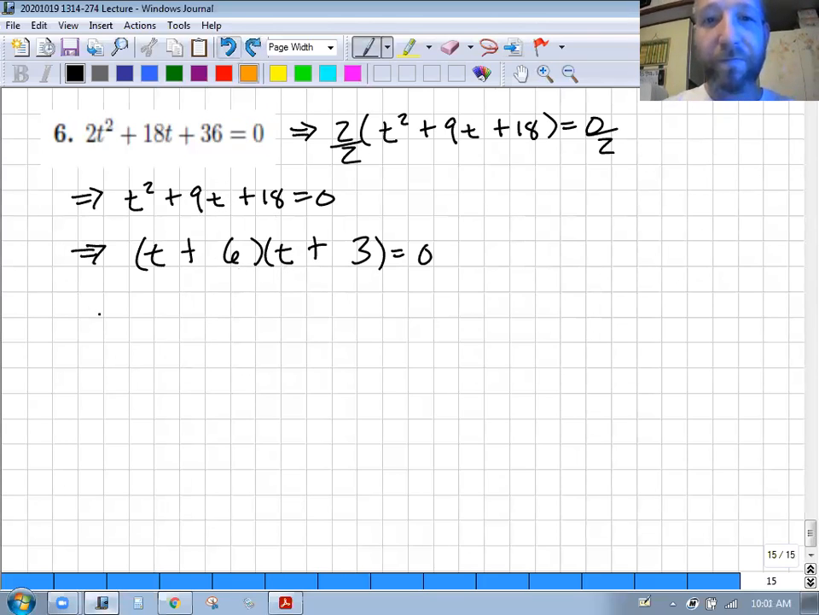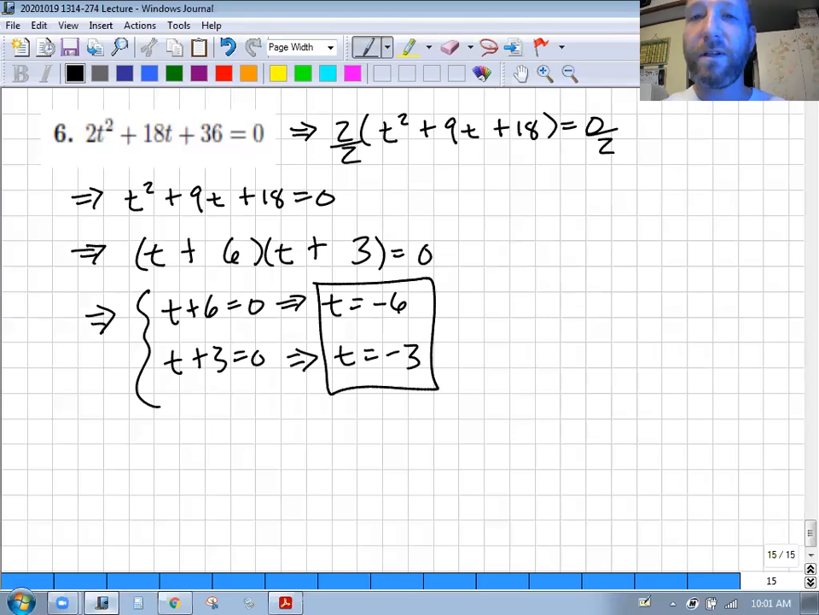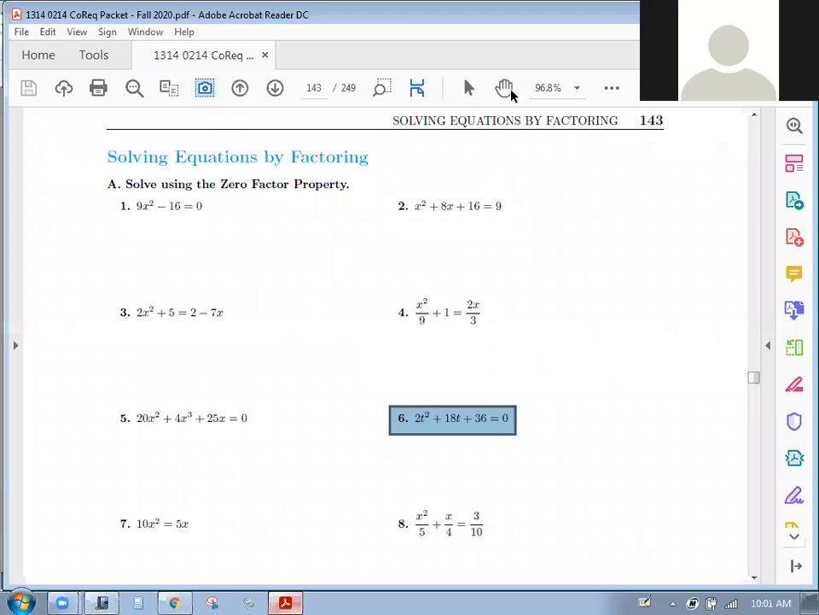So either t plus 6 is 0, or t plus 3 is 0. This one tells us that t is negative 6. This one tells us that t is a negative 3. So these are our 2 solutions to this equation. Any questions? No. Excellent.